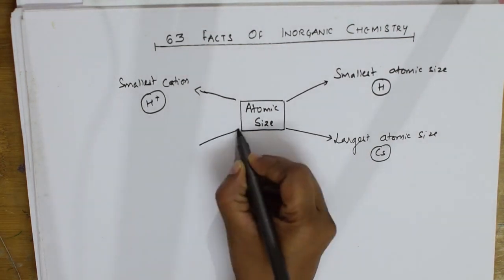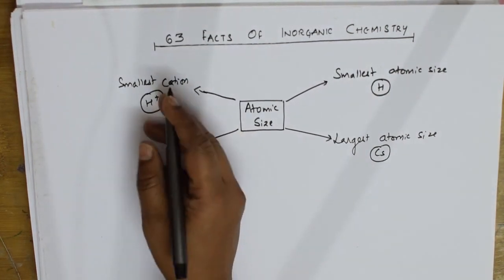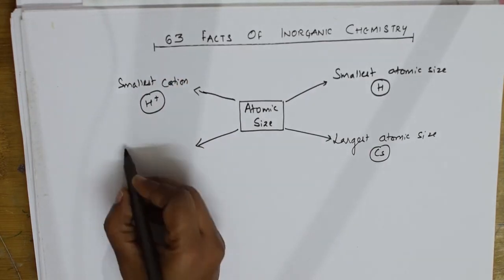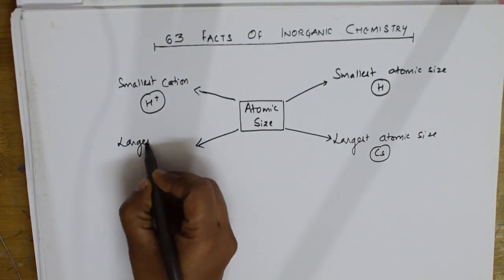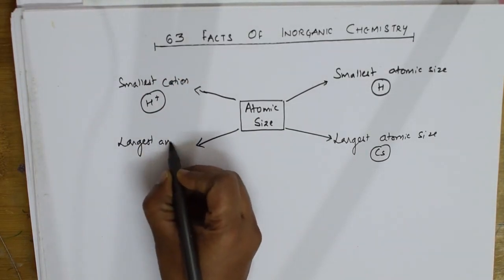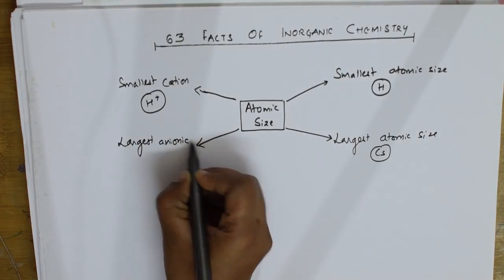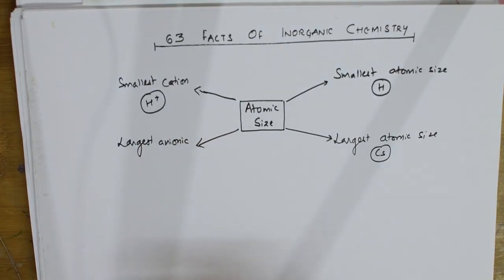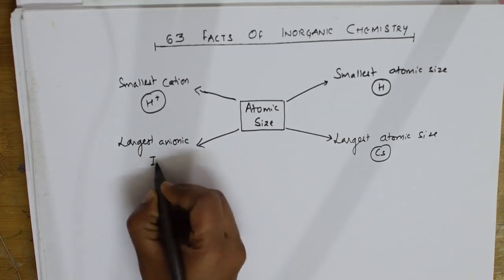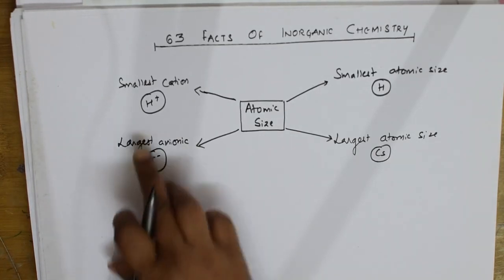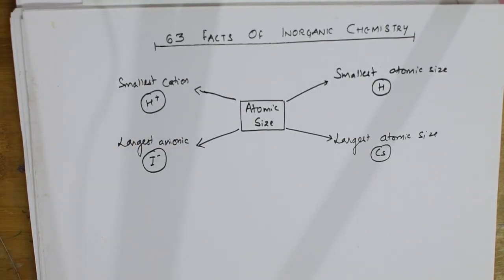So when I have to write cation and anion, it's a negative charge and positive charge. So cation is positive charge, anion is negative charge always. So the largest anion, or anionic size, is iodine minus. So the largest one is iodine minus. The smallest cation is H plus. Done. Let us come back to the next trend.